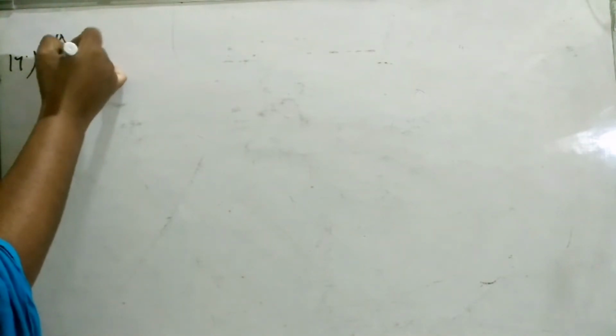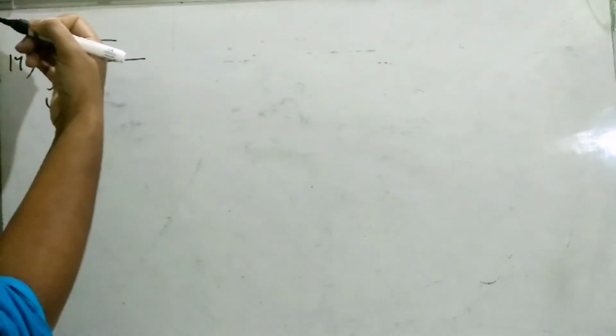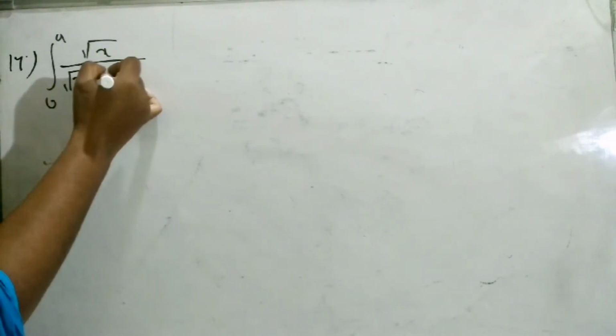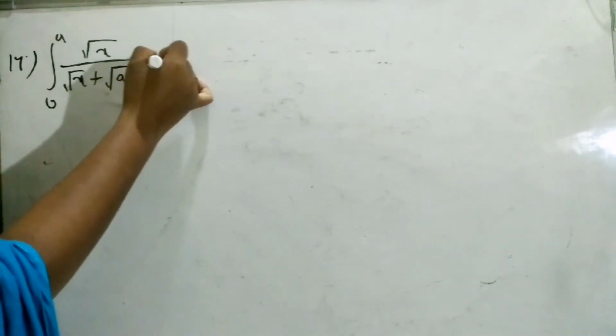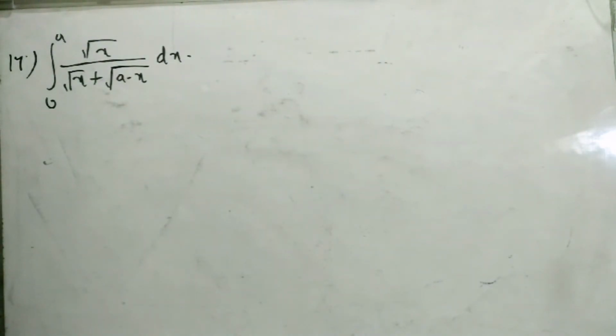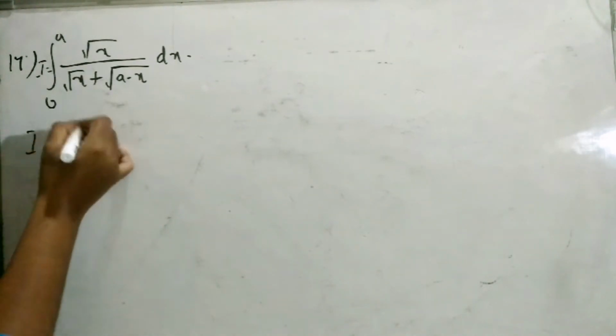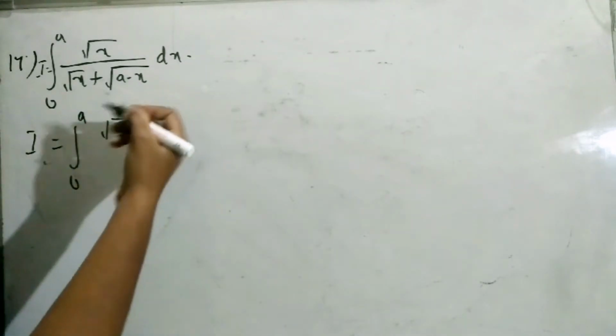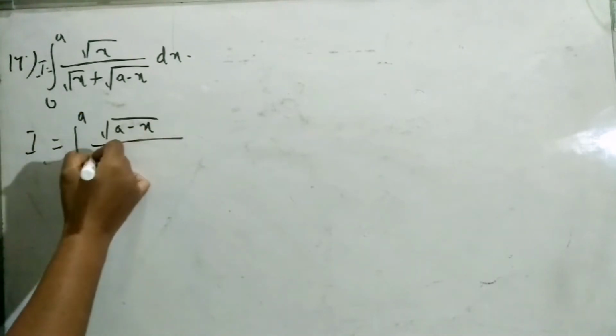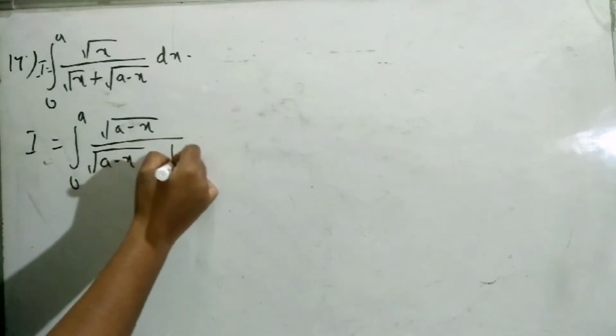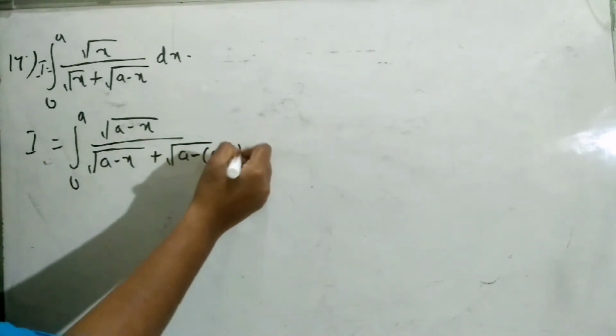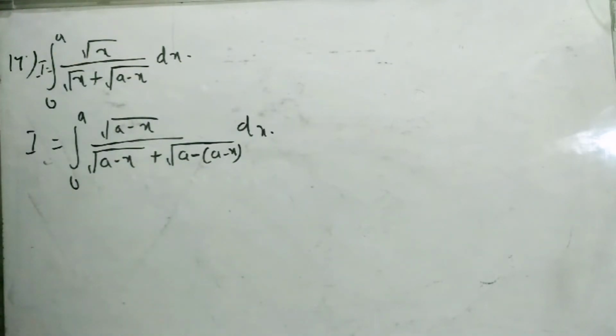Integral 0 to a root x divided by root x plus root of a minus x dx. Let it be I, and I am going to use that property: integral 0 to a f of x dx is equal to integral 0 to a f of a minus x dx. That property I am going to use here. So I is equal to integral 0 to a root of a minus x divided by root of a minus x plus root of a minus of a minus x. Okay, I just replaced all the x by a minus x.